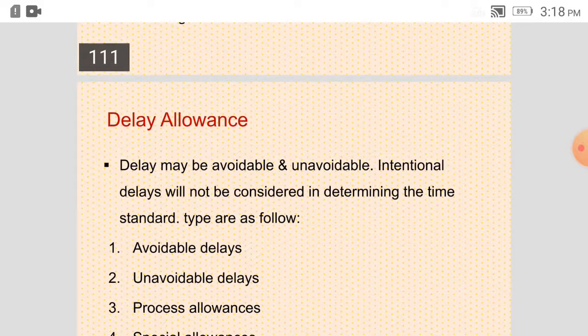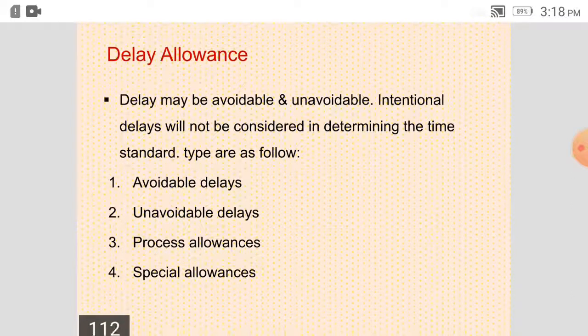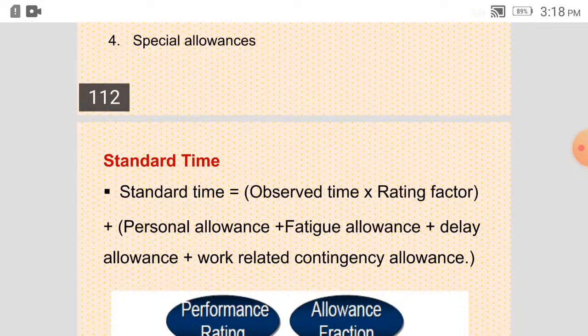Then next is delay allowance. Now delay can be unavoidable or avoidable, that we'll see. Intentional delays will not be considered in determining the time standard. So if it is done intentionally, then it cannot be considered in calculating the time. So avoidable delays, unavoidable delays, process allowances and special allowances.